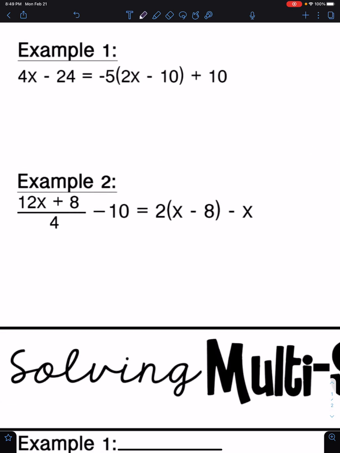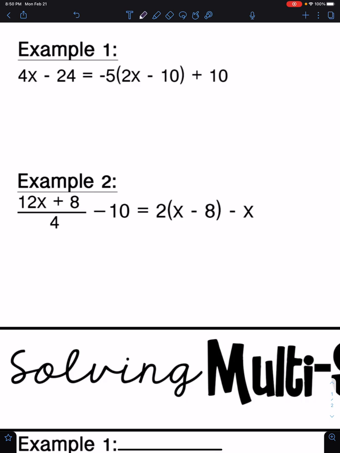So here's example 1, 4x minus 24 equals negative 5 times the quantity 2x minus 10, and then plus 10. So step number 1 is going to be to use the distributive property, which you can see right here.